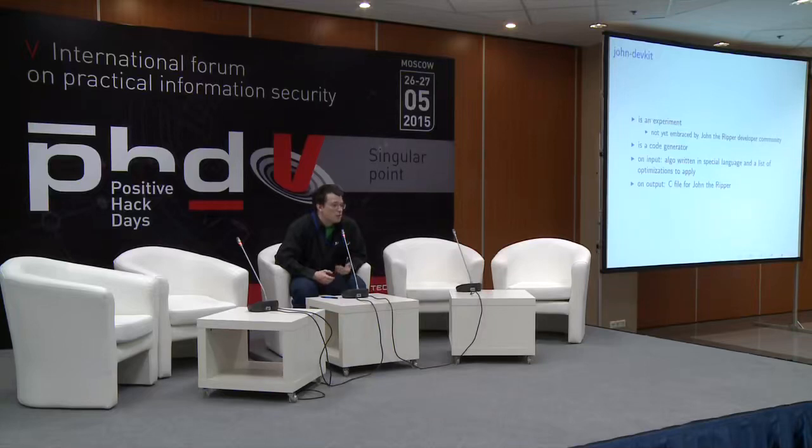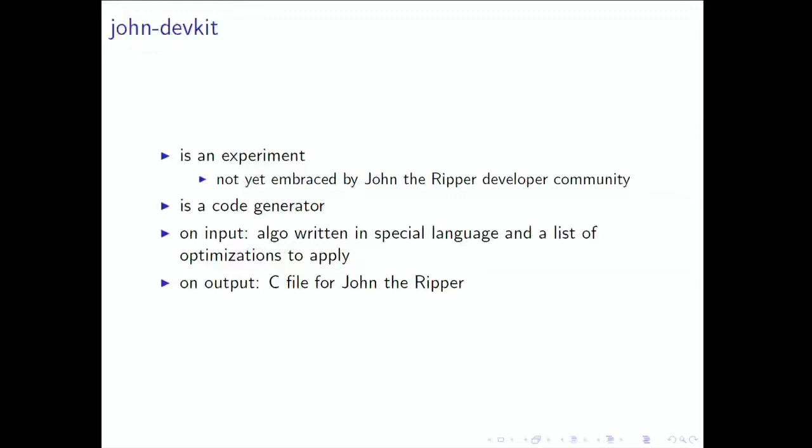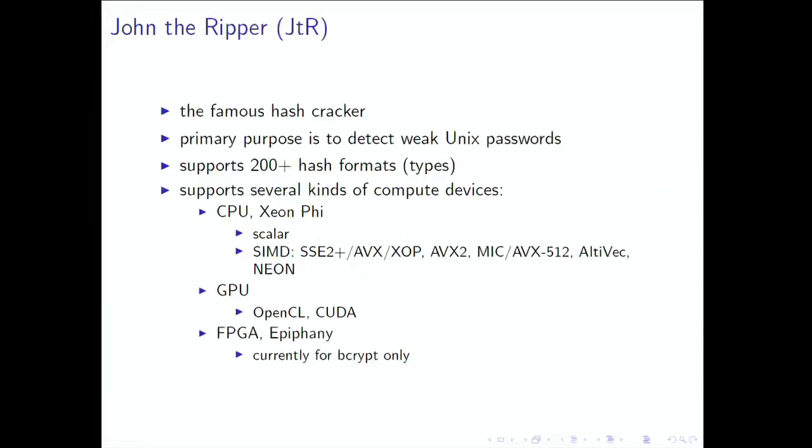At the entry, this code generator gets the description of the algorithm in a specific language and also the file with the settings of how to optimize that algorithm. In the end, we get pure C for John the Ripper. John the Ripper is a well-known hash cracker. It's even been mentioned in the previous presentation.